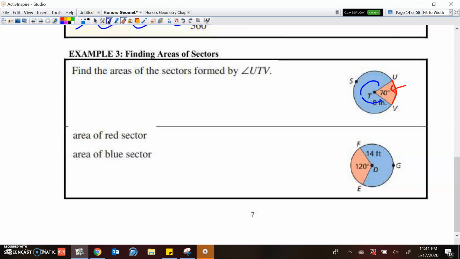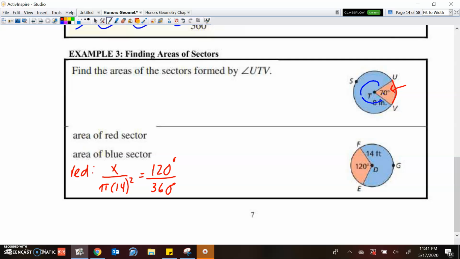So the area of the red sector first. Let's do that first. So red. It's 120 degrees. They give me my radius. So I don't know the area of the red sector, but I know the area of the circle is going to be pi times 14 squared. And that's going to equal 120 degrees out of 360 degrees.